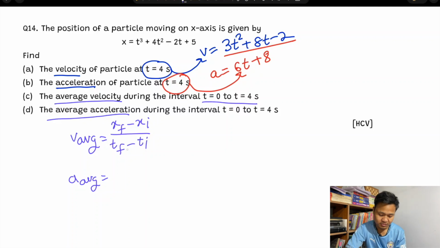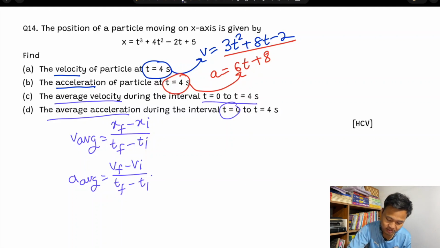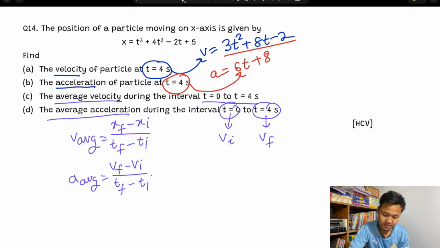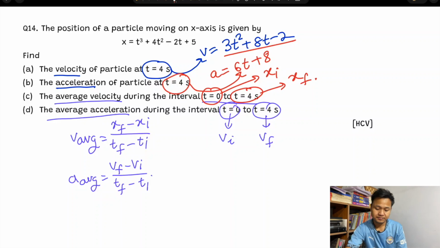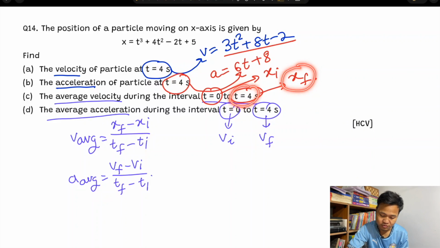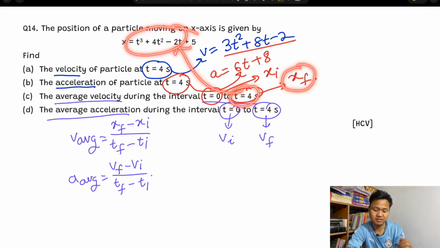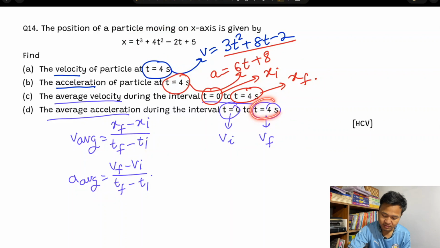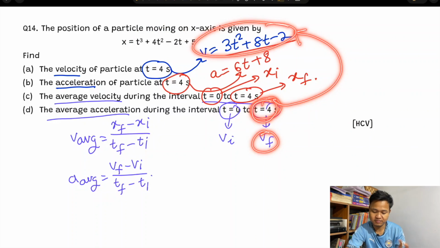So now you're going to have v. So v final minus v initial, divided by t final minus t initial. You find out the velocity here. So this is v initial, this is v final. Similarly this is x initial, x final. So you try this. Put t equals 4 for x final. Now v final at t equals 4. What is the velocity? You put t equals 4 here, and then you'll get the v final.